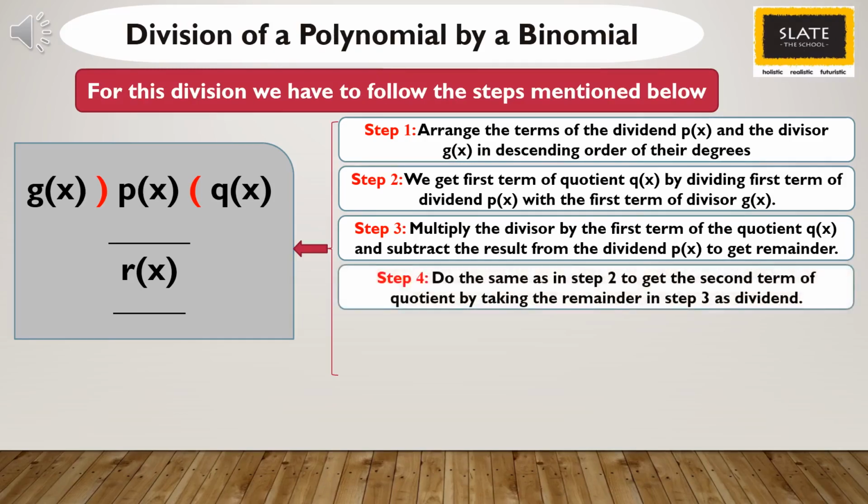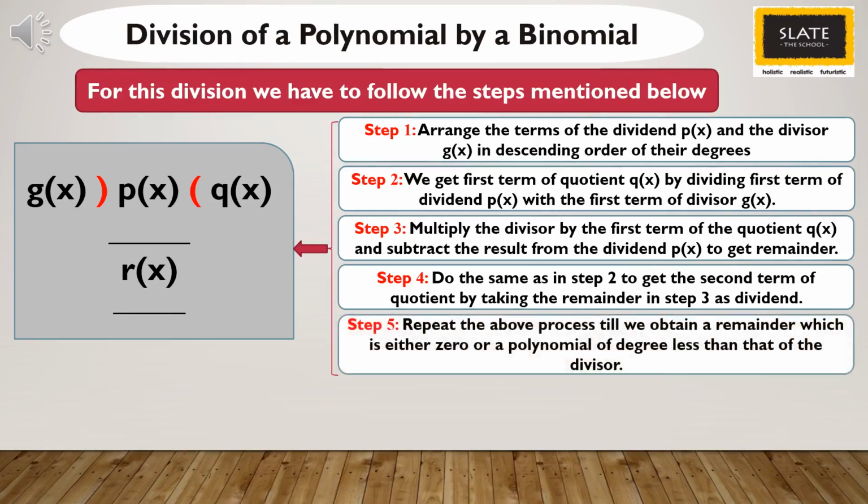Step 4. Do the same as in step 2 to get the second term of quotient by taking the remainder in step 3 as dividend. Step 5. Repeat the above process till we obtain a remainder which is either 0 or a polynomial of degree less than that of divisor.